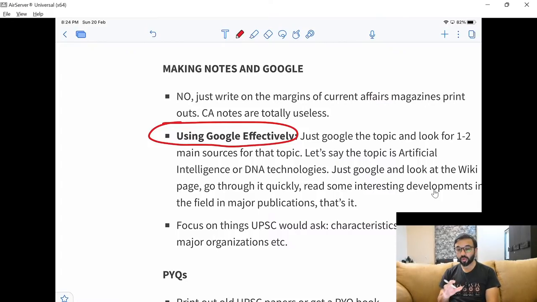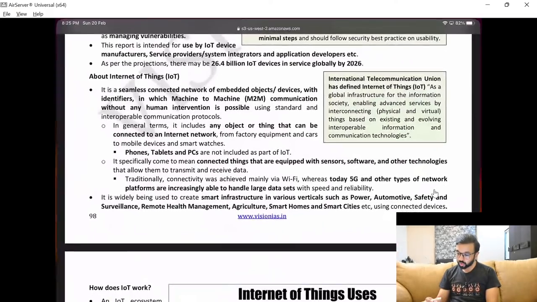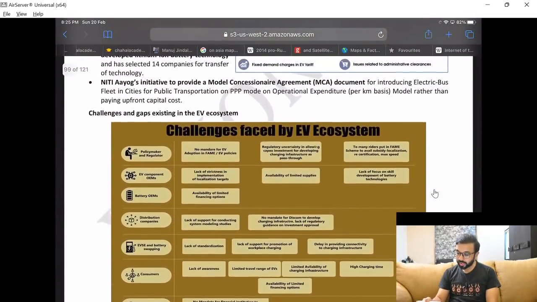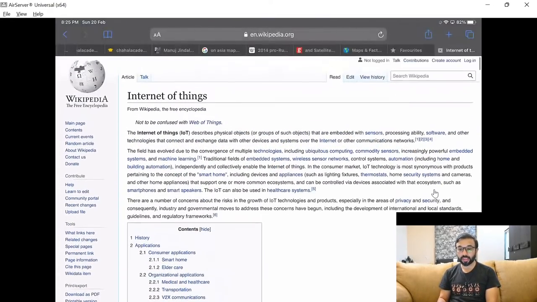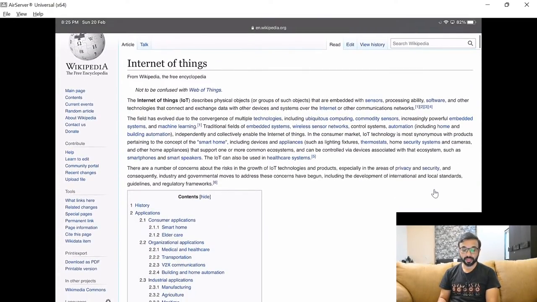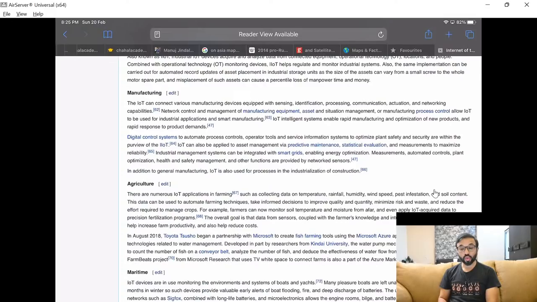So here what I'm trying to tell you is, in UPSC, what you need to do is focus on understanding topics instead of just memorizing topics. If you're just going to try to memorize IoT, it will become very difficult for you to answer a question on IoT. So what I used to do was, I used to always go ahead and Google. Thoda sa Wikipedia page ka padh lo, read something about that particular technology on the Wikipedia page. For example, here Internet of Things, what is Internet of Things, what are the applications? Because UPSC normally asks you the applications of technology.